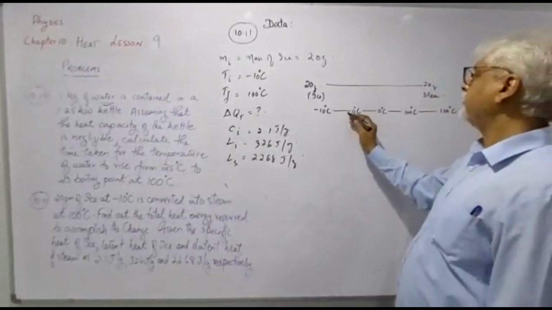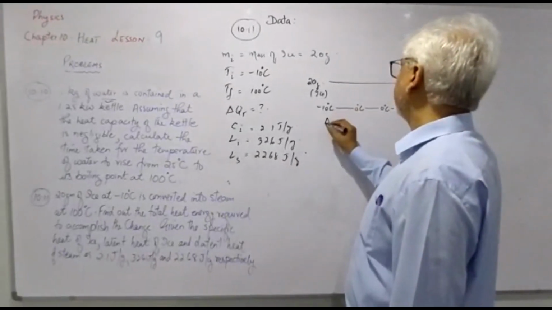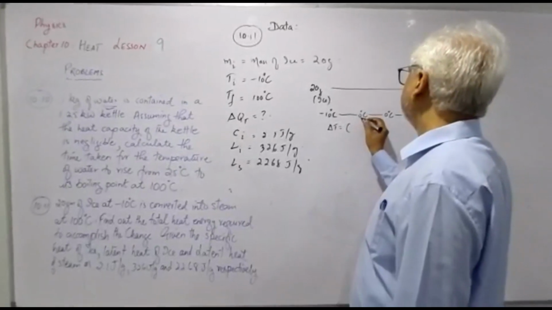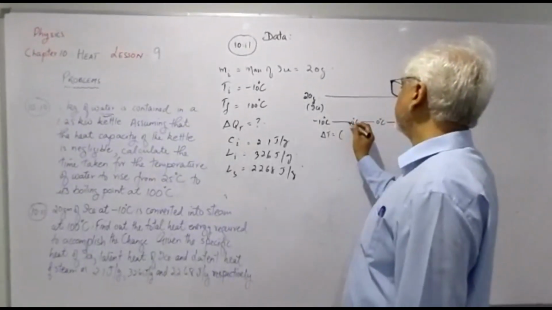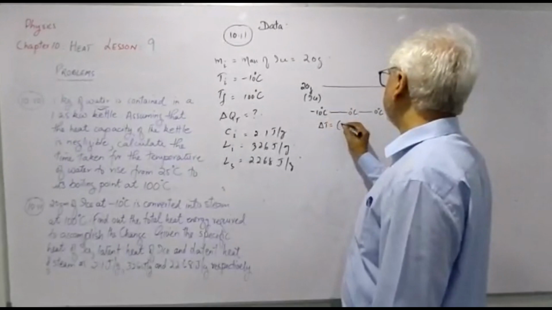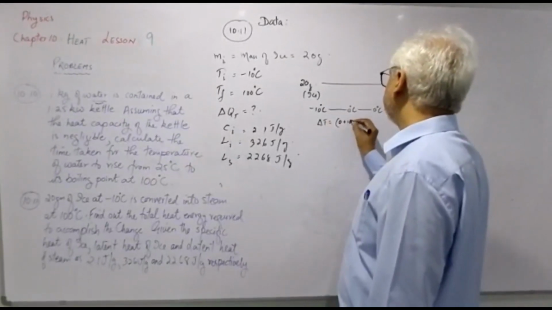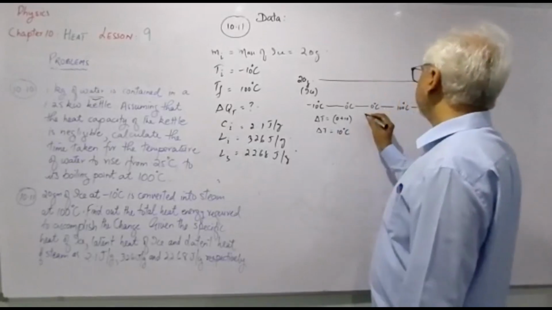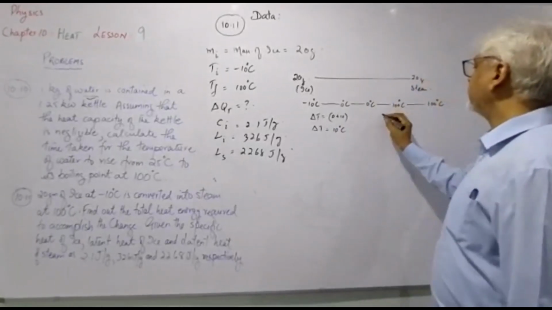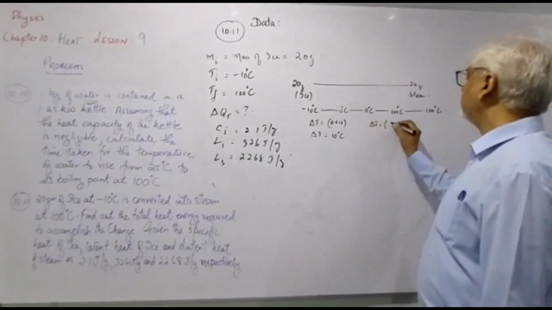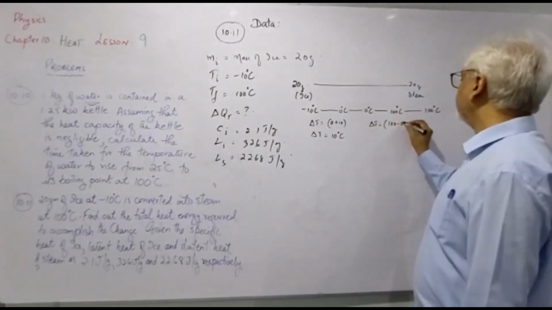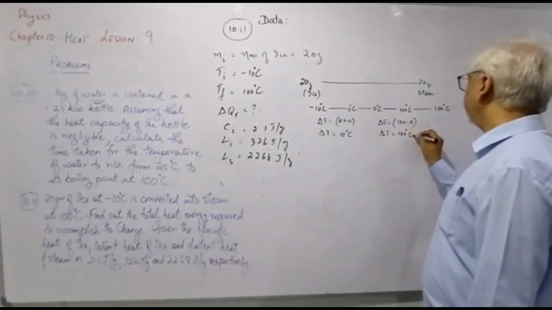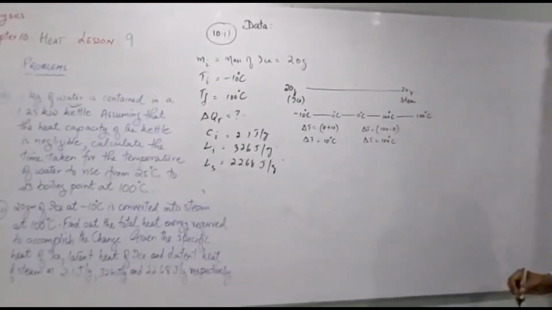Now here the change in temperature is what? Delta T here will be final temperature minus initial, 0 minus minus 10, so delta T is equal to 10 degrees centigrade. Here there is no change. Here you can see there is a change taking place. Delta T is equal to final 100 minus 0, and that will give you delta T equal to 100 degrees centigrade. And here you can see there is no change taking place.